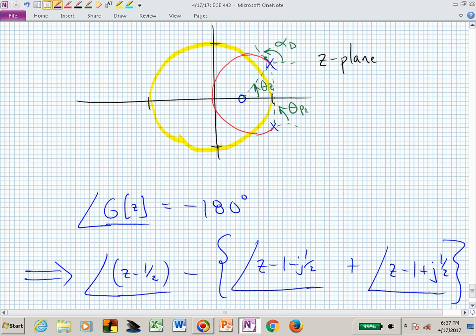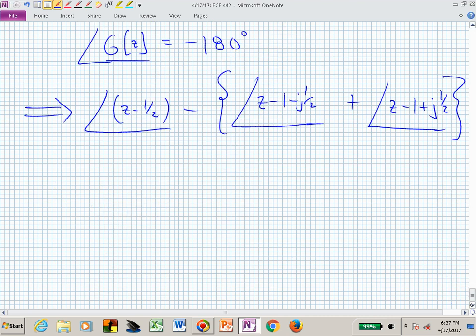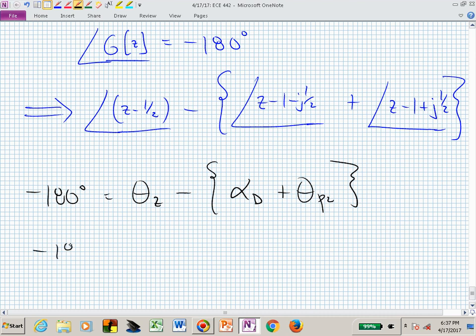That's 90 degrees. So now we have minus 180 is equal to the angle of the zero, minus the unknown, the angle that we're departing that upper pole in the first quadrant, plus the angle of the pole to that pole in the first quadrant, which we're calling theta sub p sub 2. And we just determined some of those values. Theta sub z was 45.